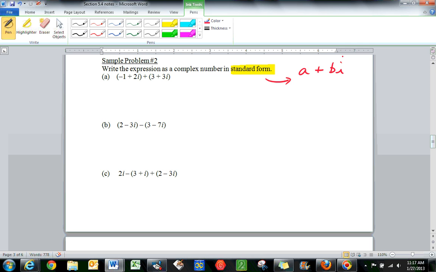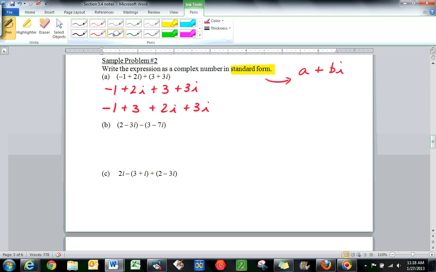Okay, as I told you before, I like to drop the parentheses as soon as I can and then combine like terms from there. So if I look at this problem, I'm going to have negative 1 plus 2i plus 3 plus 3i. If you like to reorder all your like terms and put them together, you're more than welcome to do that. So you have negative 1 plus 3 plus 2i plus 3i.